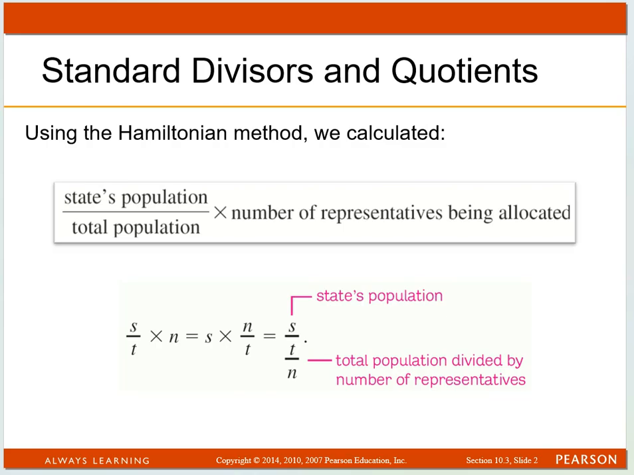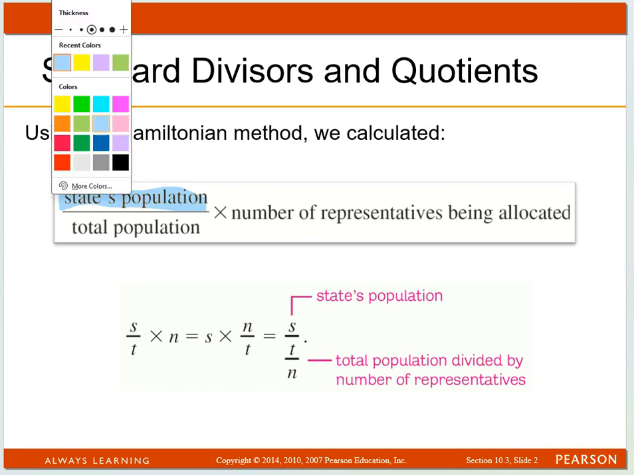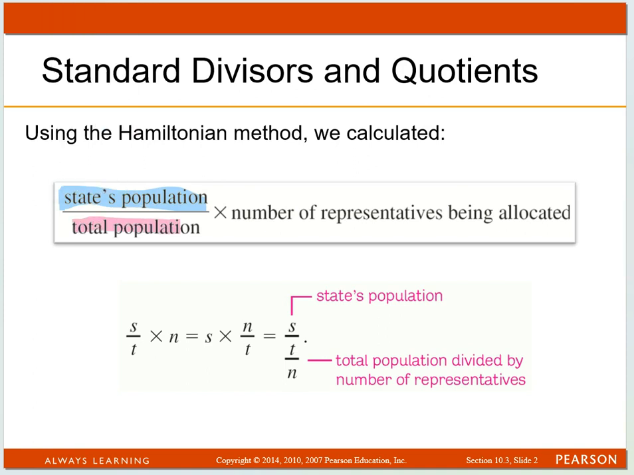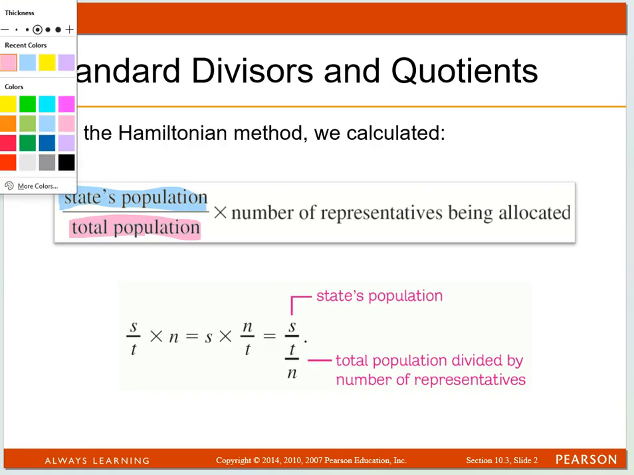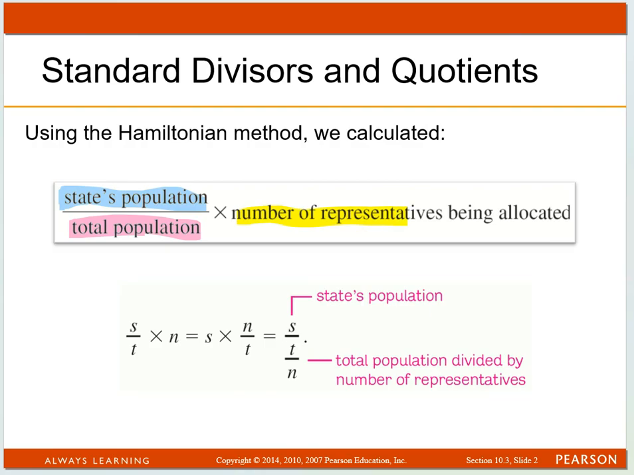back when we used the Hamilton method, we actually calculated: you would take the state's population, you would divide that by the total population, which gave you the percentage, and then you multiplied that times the number of representatives being allocated. That's what we did in section 10.1. And then, of course, you would look at the whole number, and then if there's any seats left over, you'd give them out to whoever had the largest fractional part.